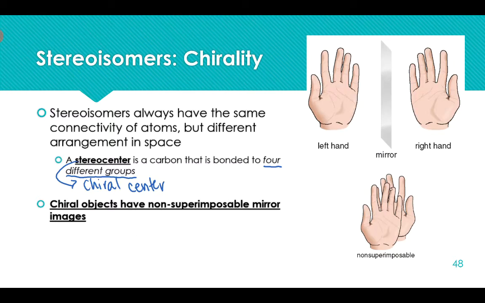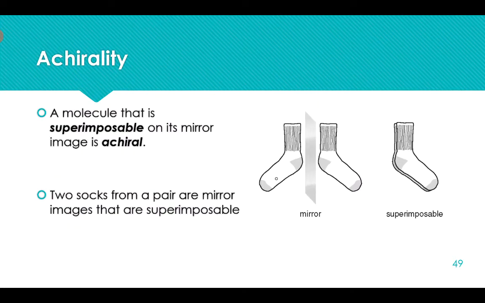And so let's first practice trying to identify which molecules are chiral and which ones are not. So we're looking for objects that are not superimposable with their mirror image. Achiral means that it is superimposable with its mirror image. Achiral is another way of saying not chiral. So for instance, this sock here, I can do a mirror image and get another sock, but those 2 socks line up right on top of each other.